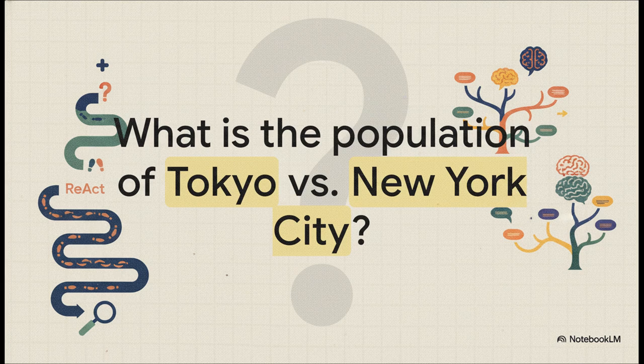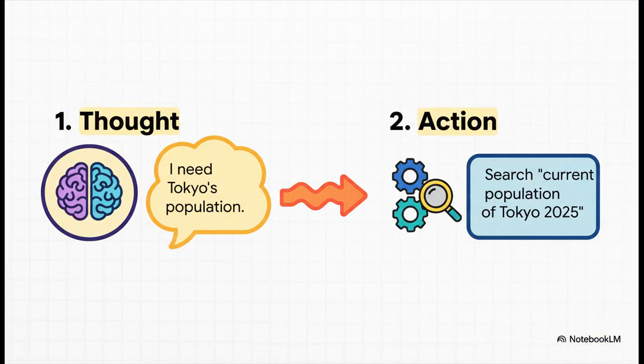All right, let's see this in action. Here's a question that needs two different pieces of information and then a comparison. This is a perfect job for our ReAct detective. So the crucial point here is that the AI doesn't try to answer everything at once. Its first logical thought is super simple. I need to find the population of Tokyo. And the action follows directly from that thought, a quick web search for exactly that information.